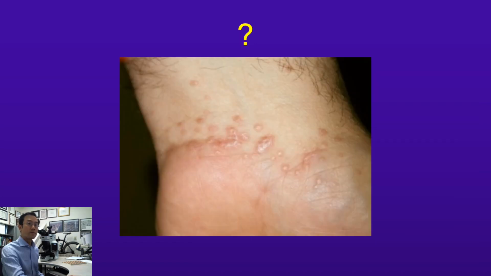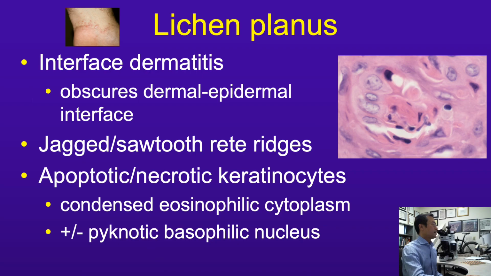One of the prototypes for interface dermatitis is lichen planus. Interface dermatitis refers to inflammation obscuring the interface of the epidermis and dermis, so inflammation centered upon that dermal-epidermal junction. Specifically in lichen planus, there are epidermal alterations characterized by jagged or sawtooth-shaped rete ridges and single apoptotic or necrotic keratinocytes. These dying keratinocytes have condensed eosinophilic cytoplasm, and you may or may not see a pyknotic basophilic nucleus, depending on the plane of section and sampling.